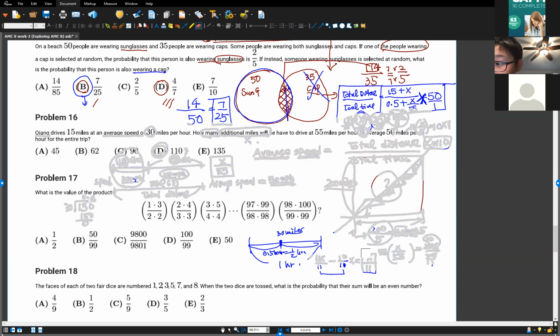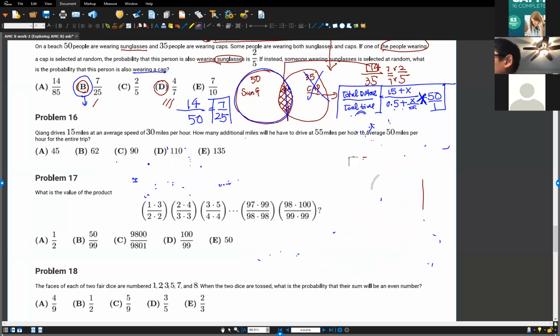Do you know the definition of average speed? The definition is simply total distance over total time. That is average speed. I'm going to write down the definition.